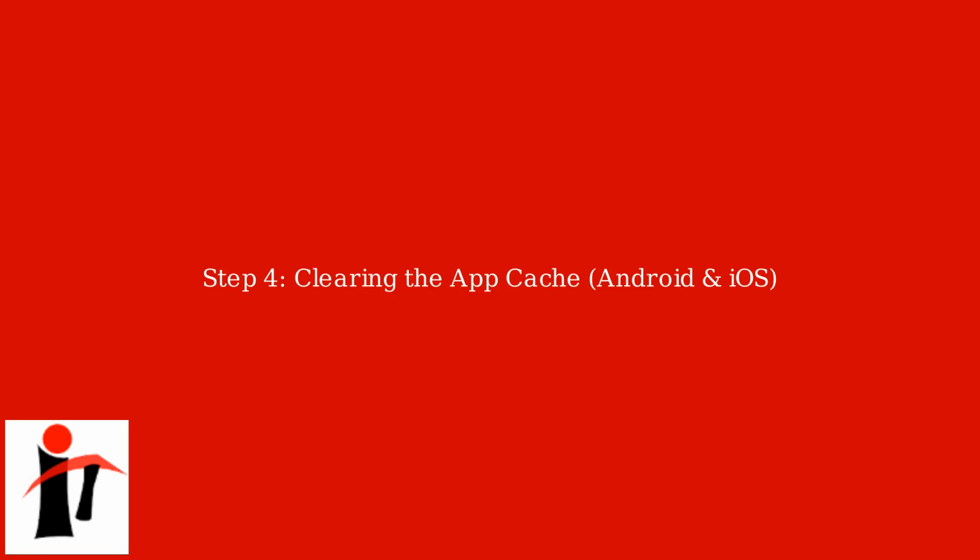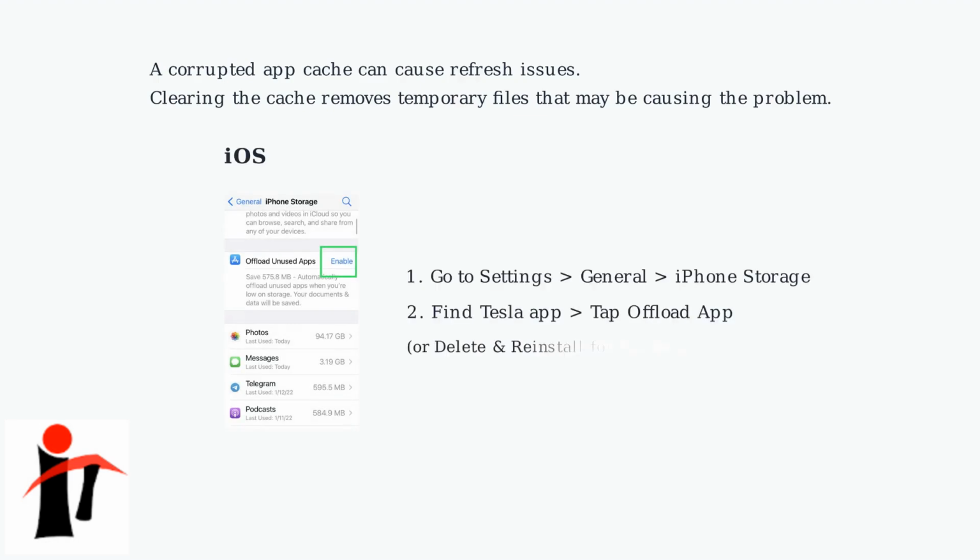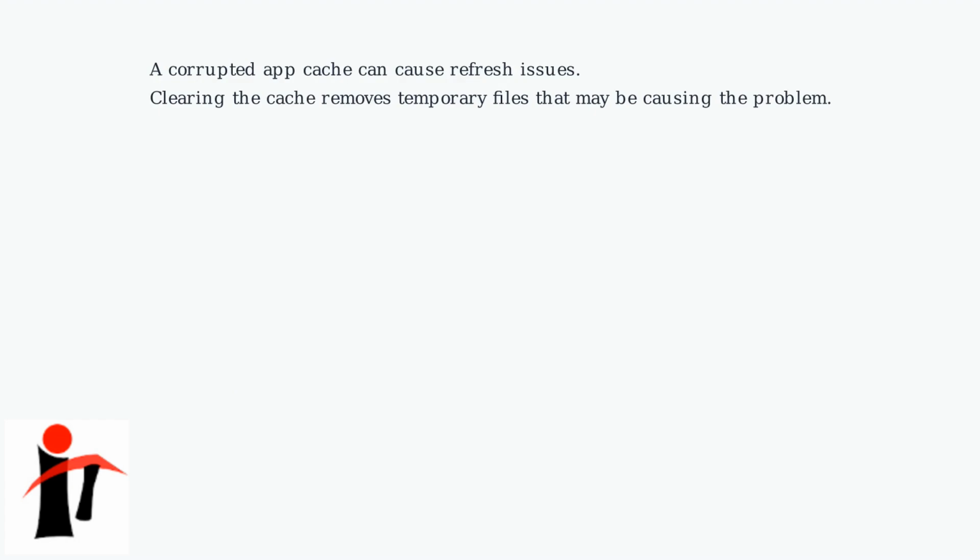Step 4 focuses on clearing the app cache, which can become corrupted and cause refresh issues. We'll cover the process for both Android and iOS devices. On Android devices, navigate to Settings, then Apps, select Tesla, go to Storage, and tap Clear Cache. On iOS, since there's no direct cache clearing option, go to Settings, General, iPhone Storage, find the Tesla app, and tap Offload App. Alternatively, you can delete and reinstall the app for a complete reset.